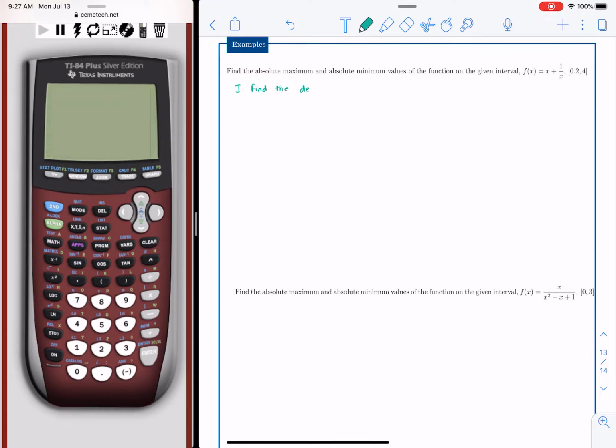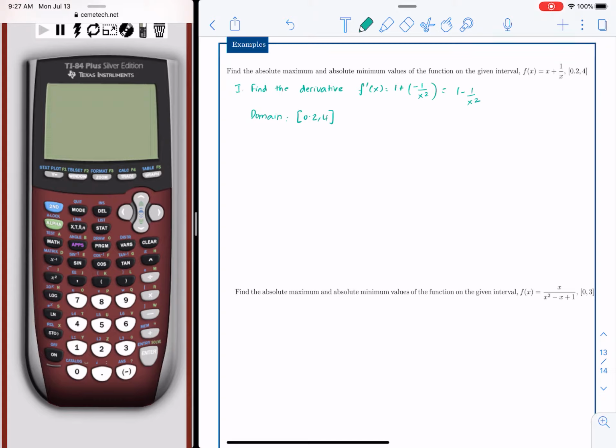So the very first step is to find the derivative, which is f prime of x. The derivative of x is 1, and the derivative of 1 over x is negative 1 over x squared. So we would have 1 minus 1 over x squared. And if we look at it, the domain of the function is 0.2 to 4. So the domain of the derivative is also 0.2 to 4.